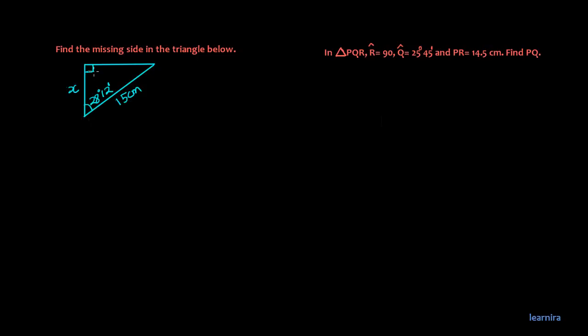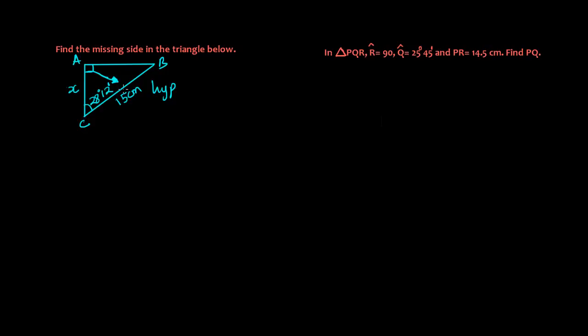You know, the side opposite the angle 90 degrees is called the hypotenuse. So we have the hypotenuse side. Let's say this is A, this is B, and this is C. So we have BC, which is the hypotenuse, as 15 centimeters, and we are also asked to find the side AC, which is x here.